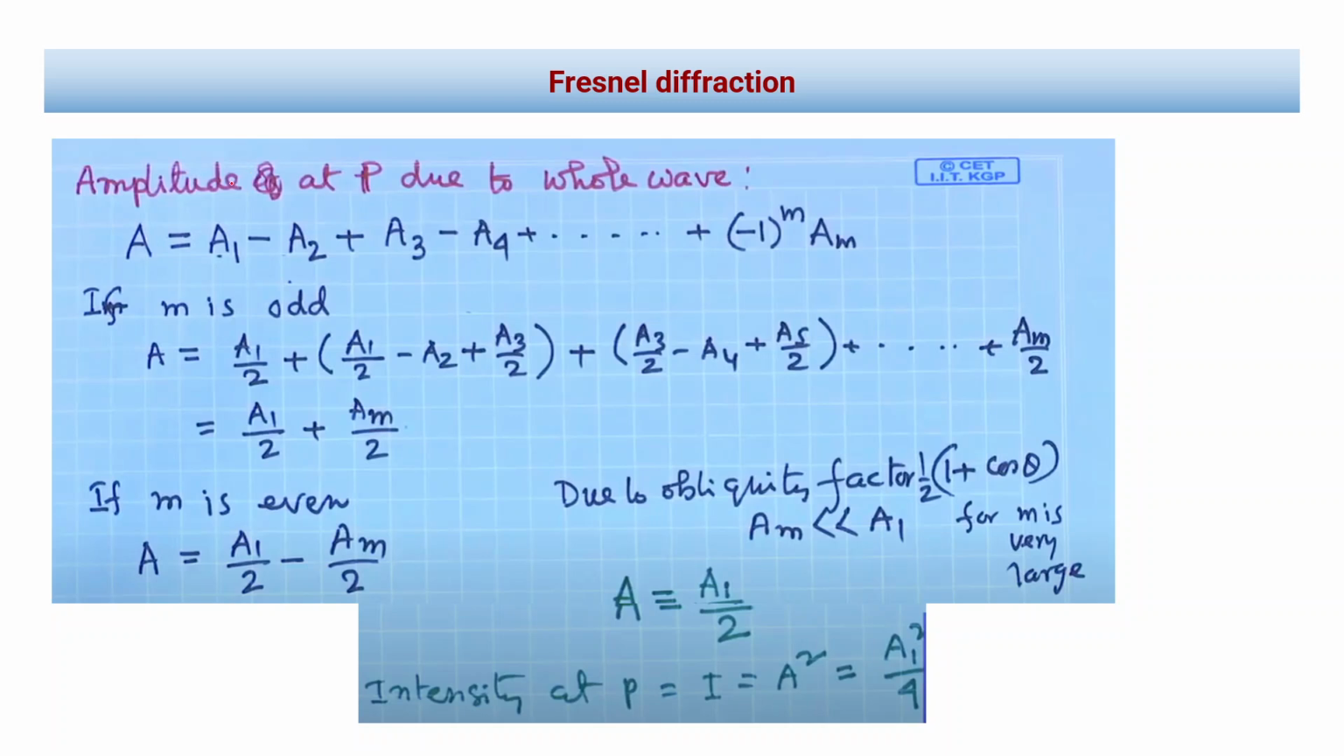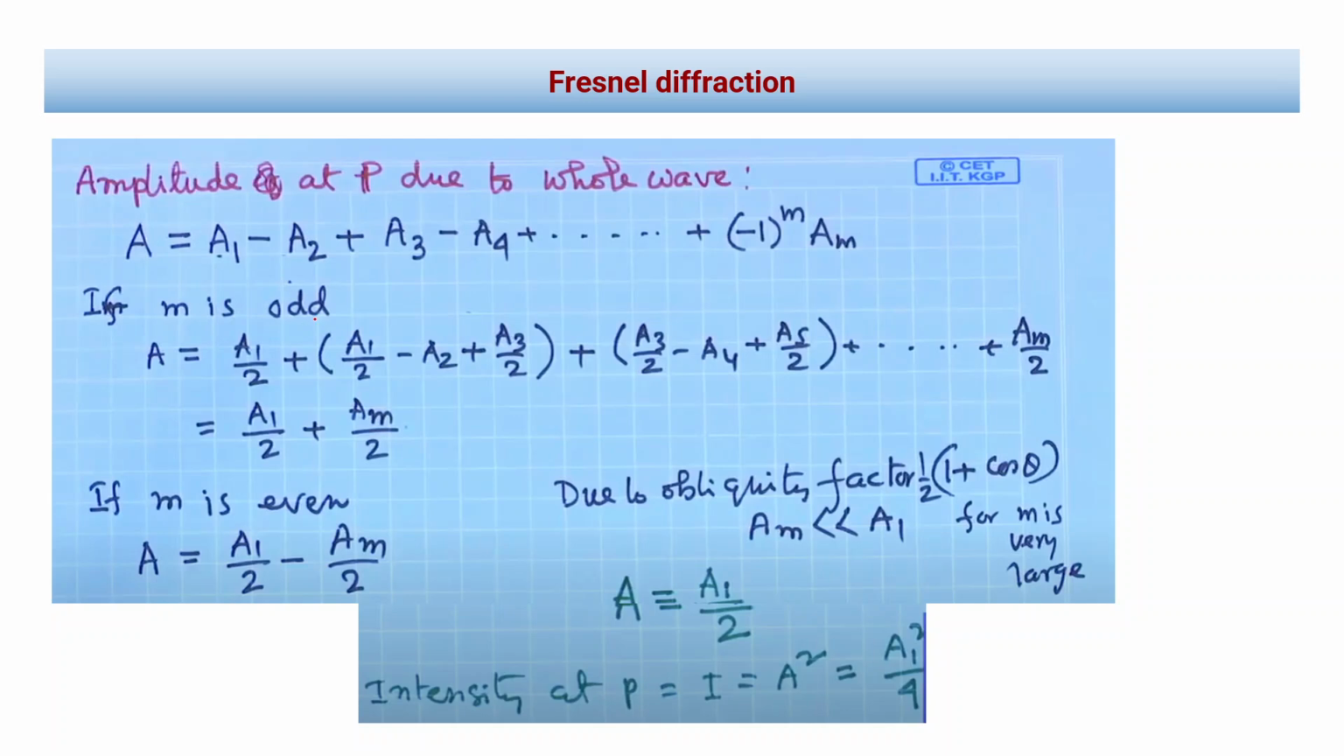So for the center we get A1, then the next, with a path difference of lambda by 2, will try to cancel the first amplitude. Then the next one will try to add, and the next one will again try to cancel. This is why we write the total amplitude at point P for the whole wave as A1 minus A2, plus A3, then again minus A4, and so on up to the mth zone.